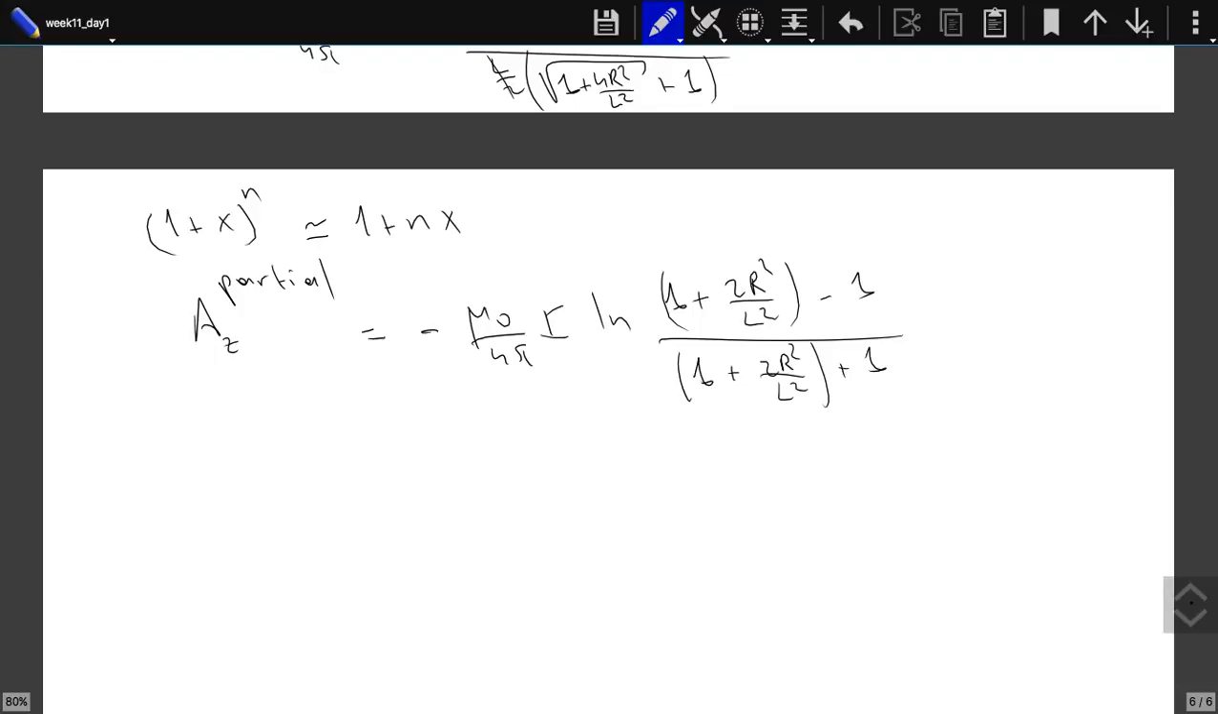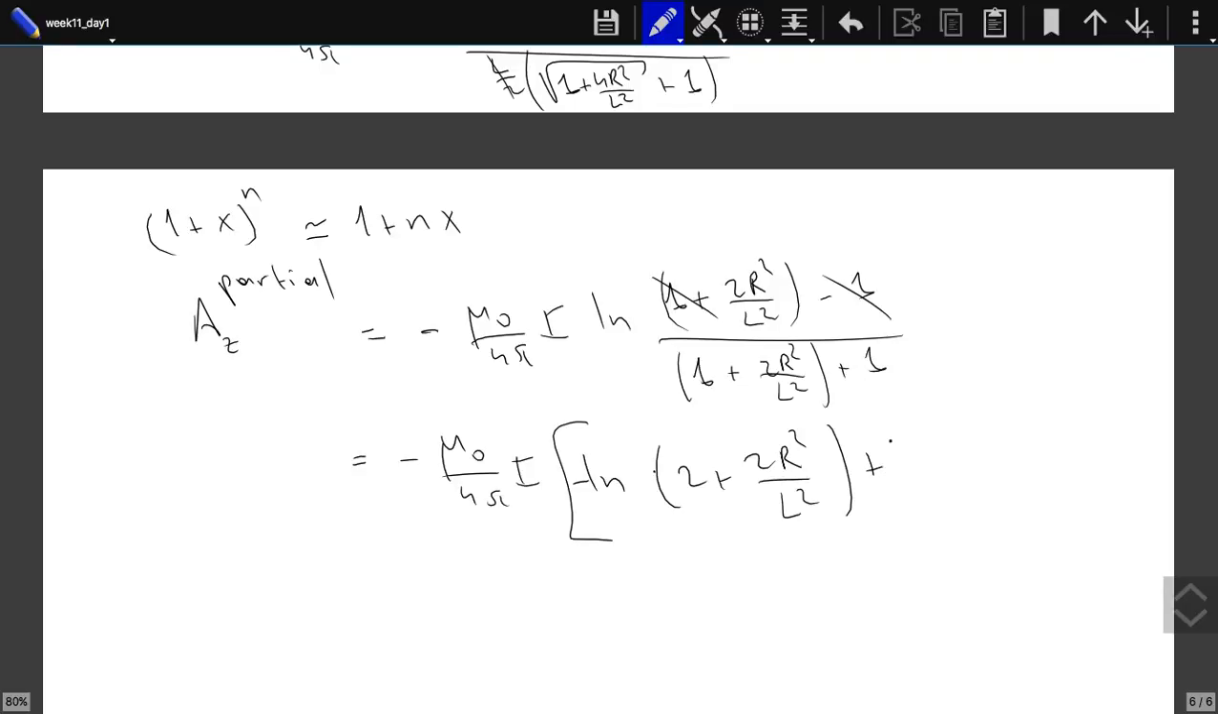Well, these two cancel. This is equal to minus mu 0 over 4 pi I logarithm of minus 2 plus 2r squared over L squared, which I write as plus logarithm of 2r squared over, let's say, L0 squared, plus logarithm of L0 squared over L squared.